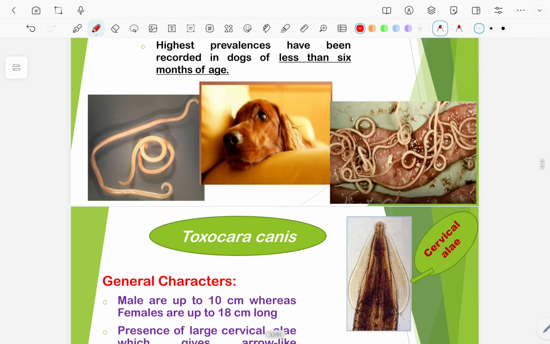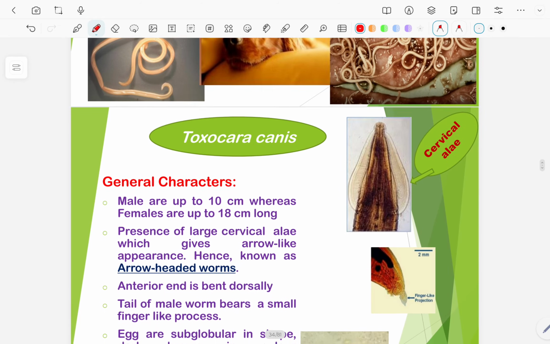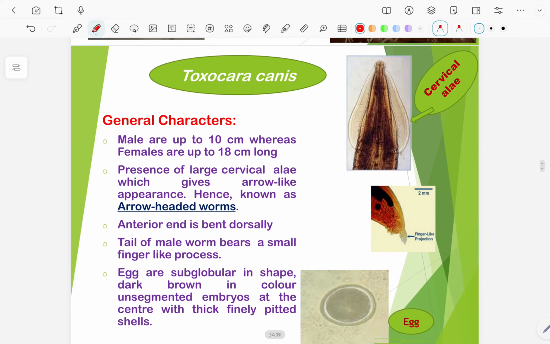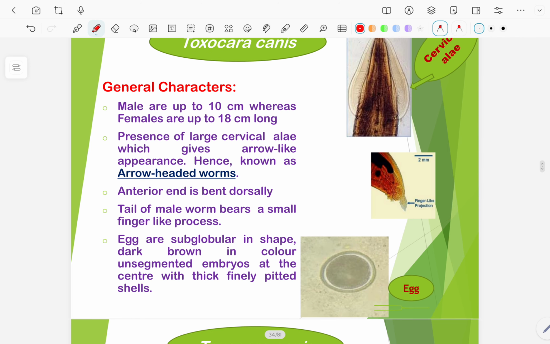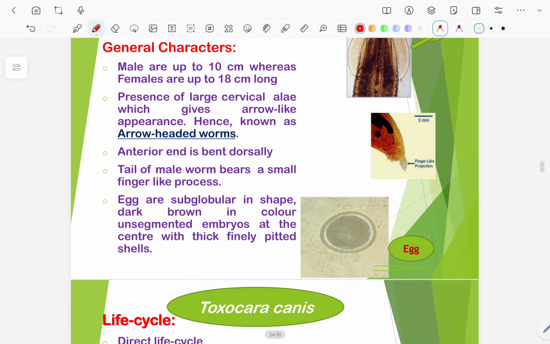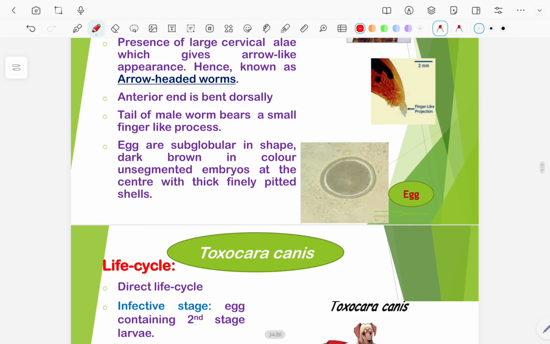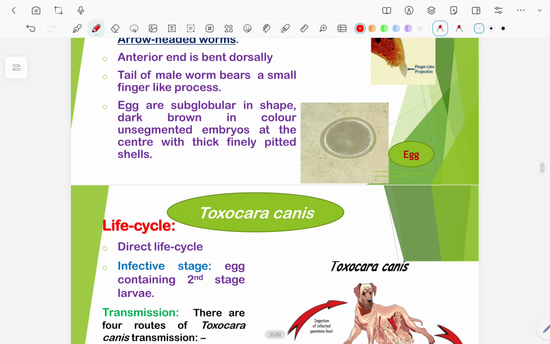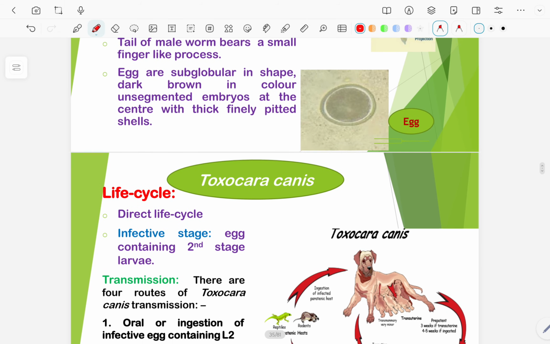Toxocara canis general characters. Males are up to 10 cm, whereas females are up to 18 cm long. Presence of large cervical alae gives an arrow-like appearance, hence known as arrow-headed worm. Anterior end is bent dorsally. Tail of male worm bears a small finger-like process. Eggs are subglobular in shape, dark brown in color, with unsegmented embryos at the center and a thick finely pitted shell.